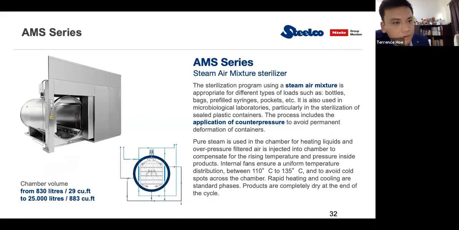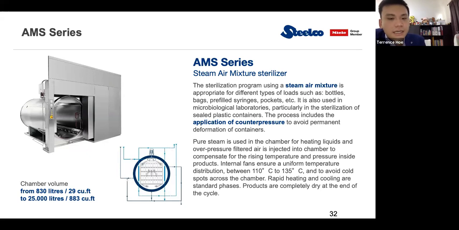Okay, there is also a system called steam air mixture sterilizer in the GMP area. This is using steam and air counter pressure for those end products or finished good products that are sealed. So these are examples like our contact lenses, our eye drops. This steam air mixture sterilizer will process these finished goods and then deem them sterile to be used.